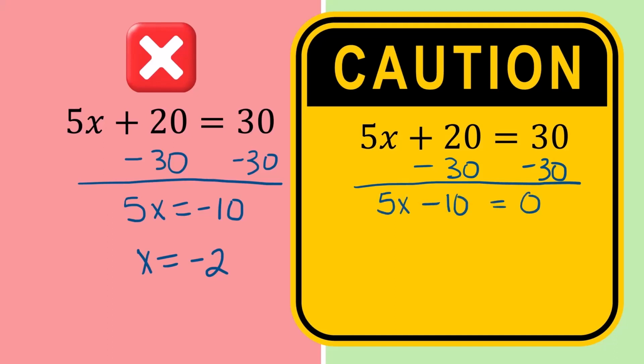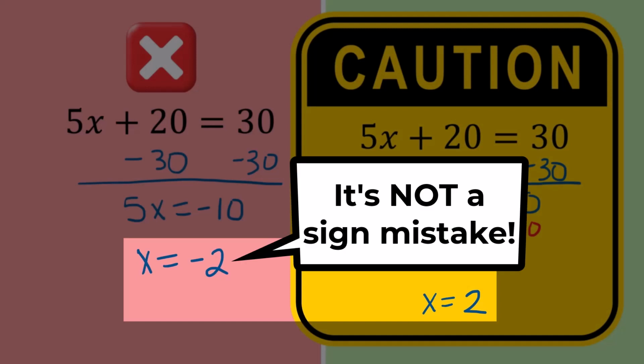5x minus 10 equals 0. The positive 20 and the negative 30 make a negative 10, but they are still on the left side of the equation. 30 minus 30 is 0. Now from here, add 10 to both sides, and you end up with 5x equals positive 10, and then x equals 2. On the surface, when you just compare the answers, this looks like a sign mistake.